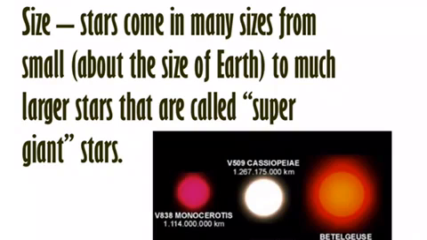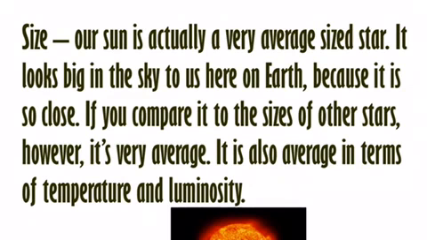In addition to different temperatures, stars come in many different sizes too, from the very, very small stars, which are about the size of Earth, to very, very large stars, much, much bigger than our sun. Our sun is actually a very average-sized star. It looks big in the sky to us here on Earth because it's so close.